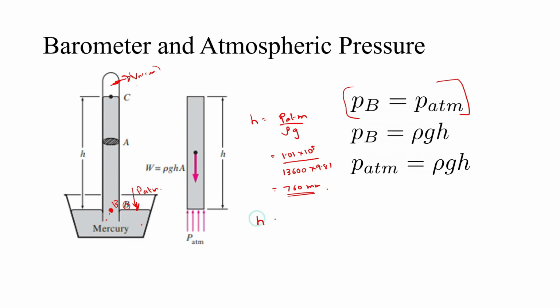And what will be the case if this is water instead of mercury? If it is water, then here this rho needs to be changed. So 13,600 will be changed to 1000. So you will get 10.3 meters of water. So in a way you can see that the hydrostatic pressure due to 10.3 meters of water is equal to atmospheric pressure. So that is the application of barometer.